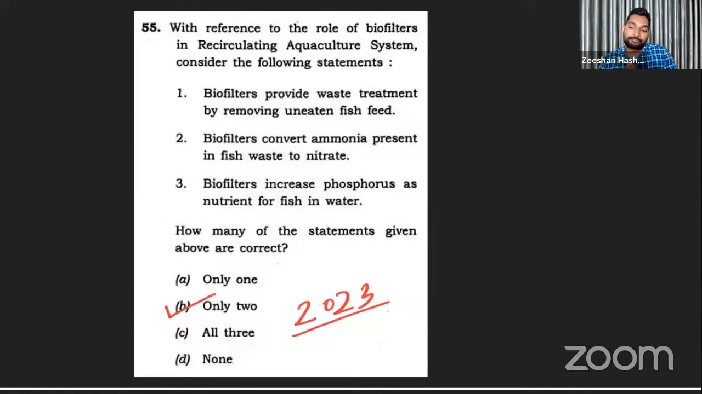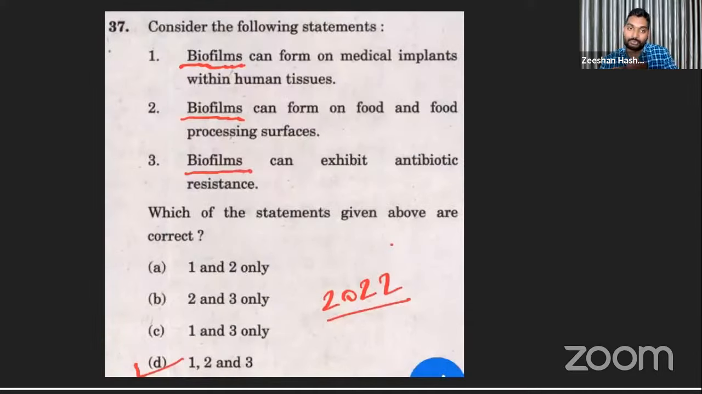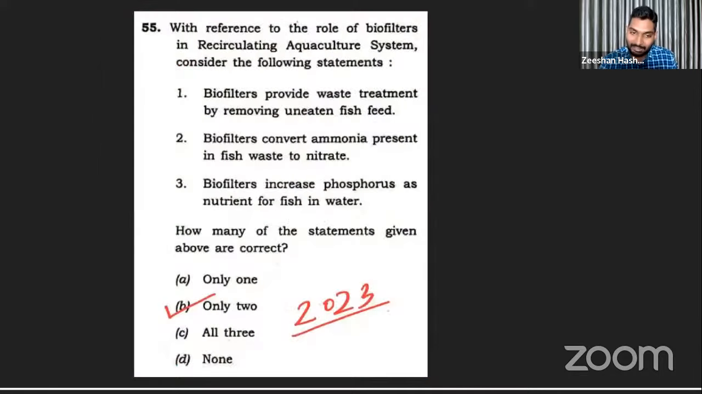Now in 2023, there was this question on biofilters. Statement 1, biofilters provides XYZ. Statement 2, biofilters convert XYZ. Statement 3, biofilters increase phosphorus. Similarly, in 2022, we had this question, biofilms can form XYZ. Biofilms can form ABC. Biofilms can exhibit XYZ. So the similarity, I hope you see the similarity here.